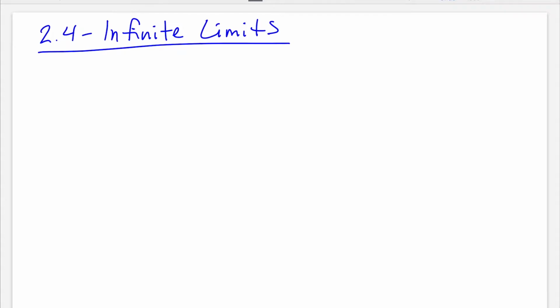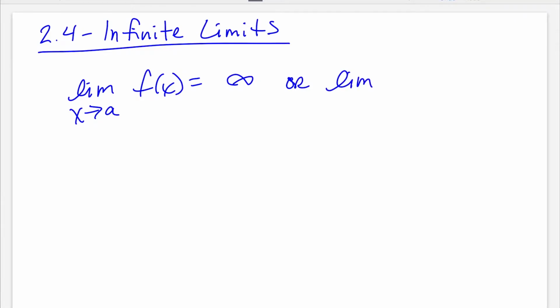So suppose f is defined for all x near a. If f of x goes arbitrarily large, then we're going to say the limit as x approaches a of f of x equals infinity. All right. If f of x is negative and goes arbitrarily large, then arbitrarily, what a word, right? Then we're going to say the limit as x approaches a of f of x is equal to negative infinity.